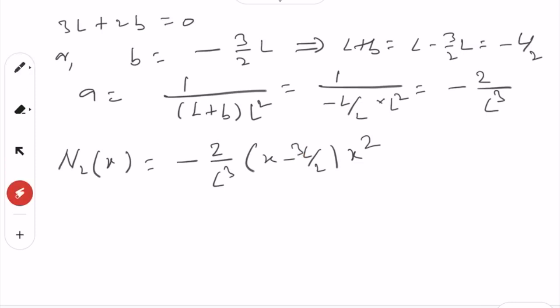So x minus 3L over 2, like this one, so that when we have x equal to 0, we have 0. When x equal to L, then we should get 1. So if you put L here, we get minus L over 2 multiplied by L square. So we get minus L cube over 2, and hence the total will be equal to 1.